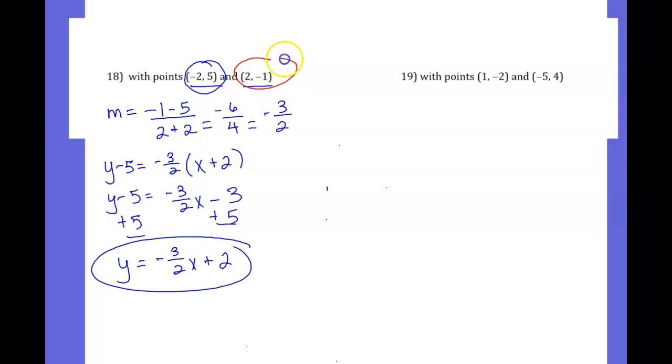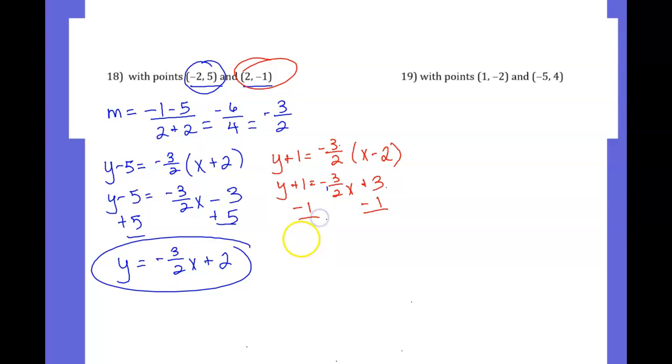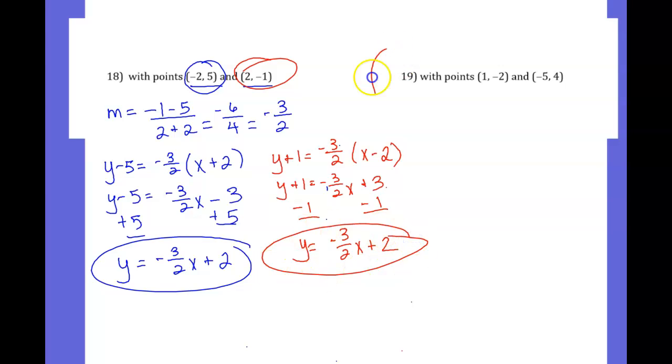If you pick the other point, I'll do it in red, and I put it into point-slope form. I've got y plus 1 is equal to -3/2 times (x minus 2). When I distribute, y plus 1 equals -3/2 x, and -3 times -2 would be 6/2, which would be plus 3. So when I subtract my 1 from both sides, I end up with y is equal to -3/2 x plus 2. Notice you get the same answer no matter what point you pick.